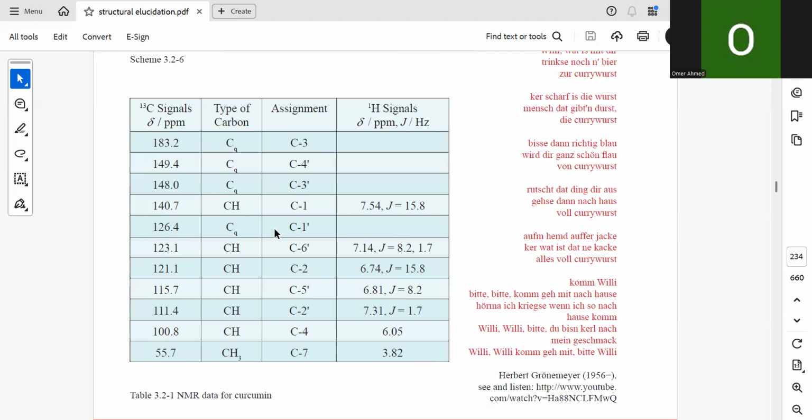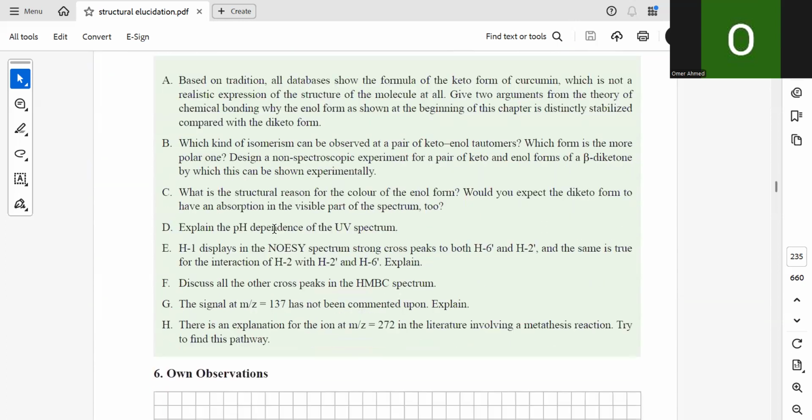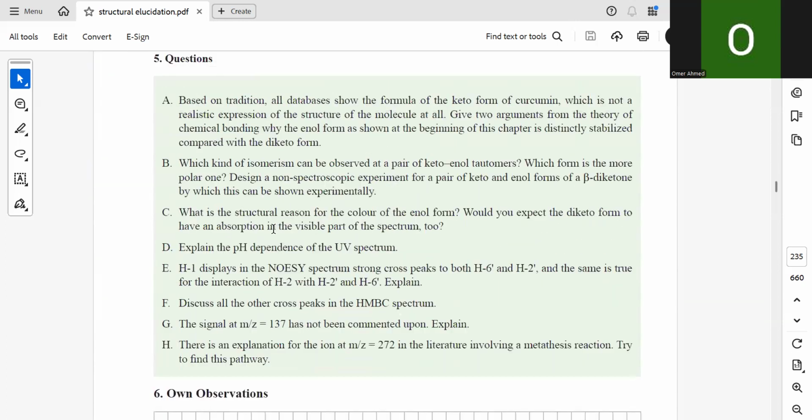183.2. This is the carbonyl. This is the questions. You try to answer these questions.